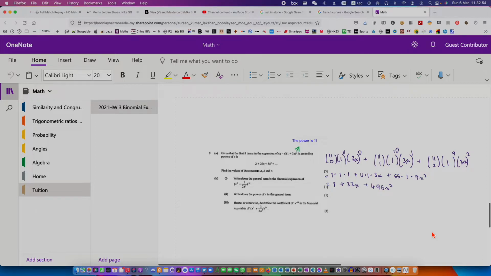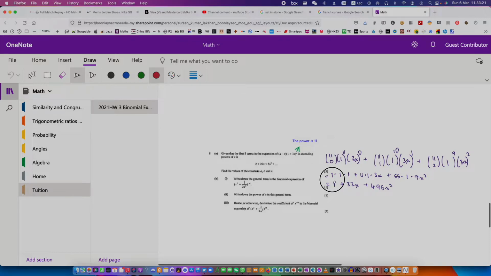Then the second term is 11 times 1 times 3x, so you get 33x. Very good. Then the next one will be this. So once you get these 3 terms, you need to times the bracket a minus x. Okay, so you have these 3 terms. Can I write on it? Yeah, you can. Draw.